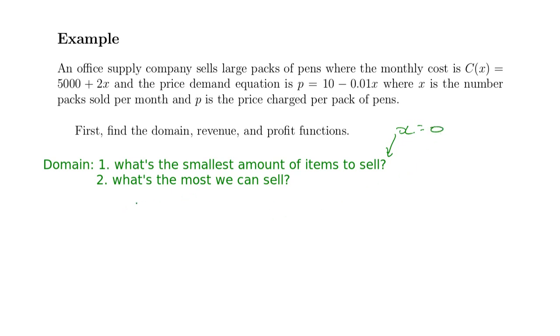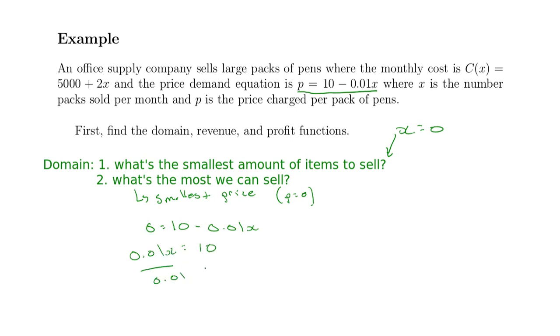For the biggest amount, that's a little bit tricky, and we have to think about our price-demand equation. The biggest amount is going to come when our price is smallest, so really, this is going to happen at the smallest price, or when P equals 0. So let's go ahead and put 0 into our price-demand equation for P, and now we can solve for X. And we're going to divide by 0.01, and that's going to be 1,000, I believe. 10 divided by 0.01, yeah, that should be 1,000.